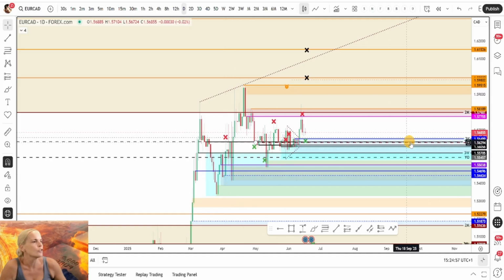A couple of long entries, and again, I think I was looking for similar to the EUROAUD and Euro New Zealand. It had that first bounce off daily demand before coming deeper into weekly demand below.